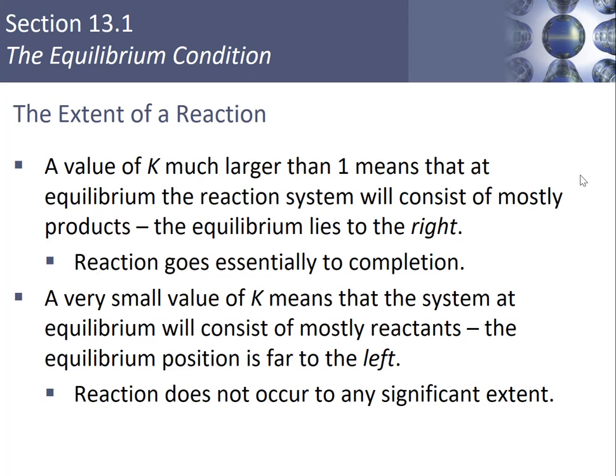Okay, so this just summarizes what we just said. A K value much larger than 1 means that I'm going to have mostly products and that my equilibrium position lies to the right and that the reaction essentially goes to completion. If I have a very small value for K, it means maybe the reaction doesn't progress very far at all and that my equilibrium position lies far to the left, meaning to the reactant side.